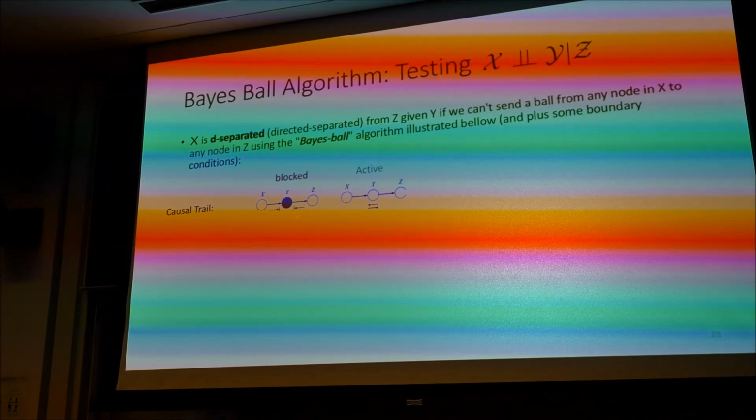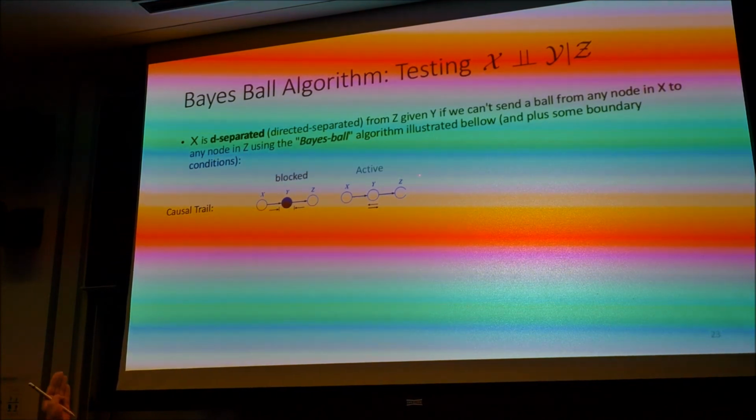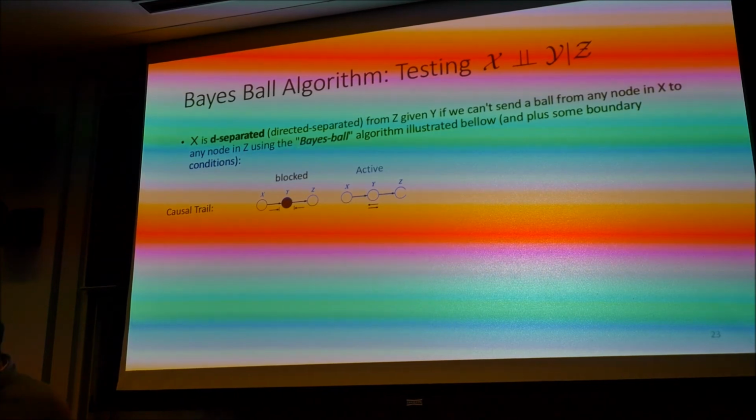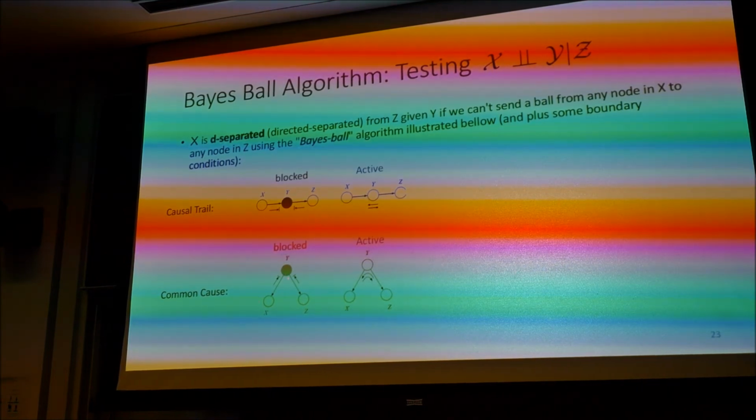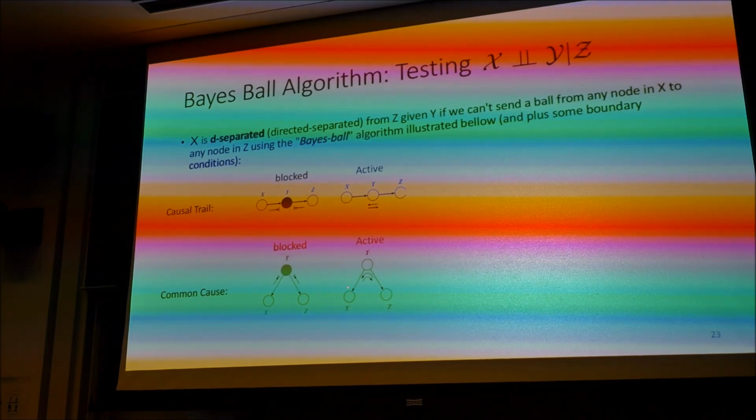If you condition on the one in the middle, so it is observed, the ball cannot roll to the other side. But if it's not observed, the ball can roll through. So this is a blocked path, and this is the active path. Another case is a common cause. Here Y is a common cause of X and Z, and if it is observed or conditioned on, the road is blocked, so the ball cannot roll through. But if it's unobserved, the ball can roll in both directions. Remember that it's irrespective of the direction, right?